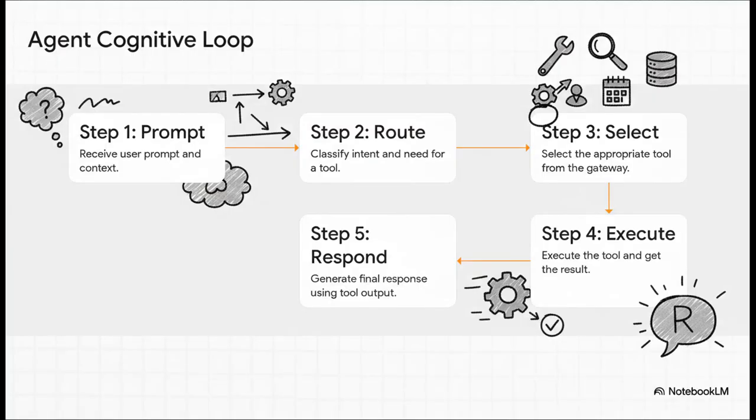So, how does one of these agents actually think? Well, it runs on a simple loop. It gets a request from a user, it figures out the user's intent, and it decides if it needs a special tool to get the job done. If it does, it picks the right tool, it runs it, and then it uses the result from that tool to generate its final response to you. That's the basic decision-making cycle right there.